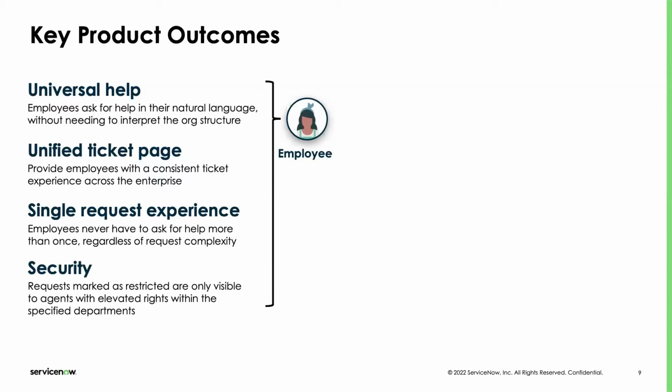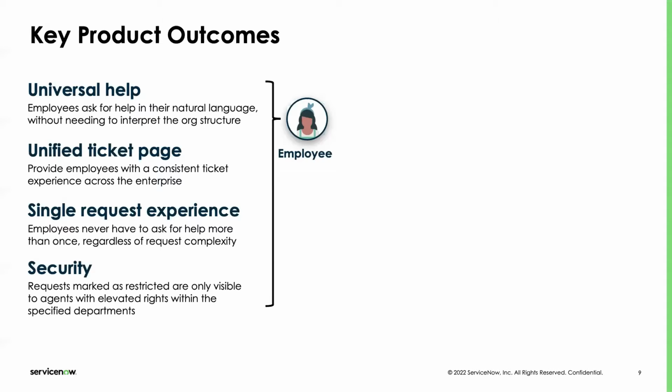The first person, as we talked about, is employee. Now, with universal request, what we have done is we have given a single way for them to raise a request, right? They can use that universal help feature to raise a request, and they raise it only once, and they can raise the request in natural language without figuring out which department is the right department for it, right?